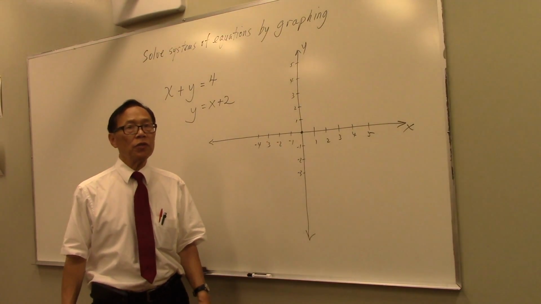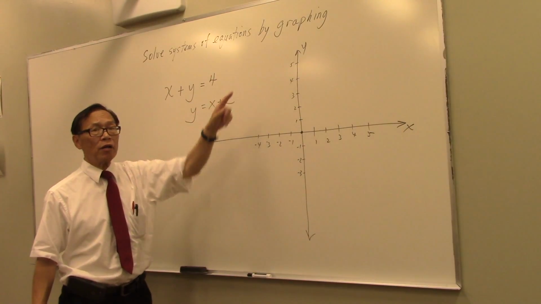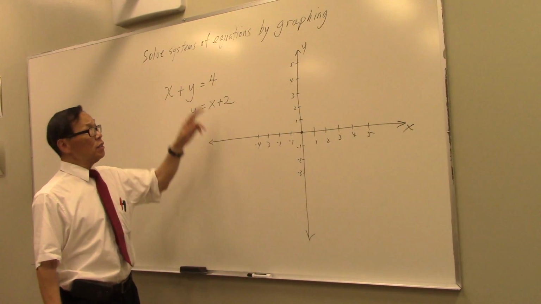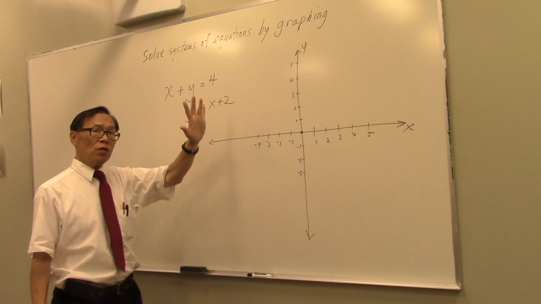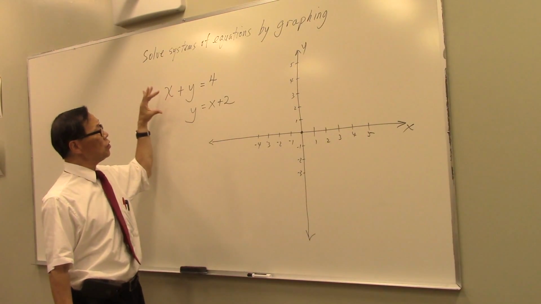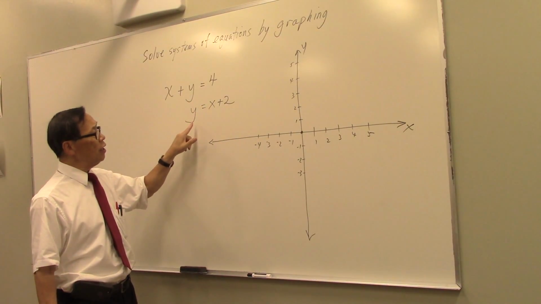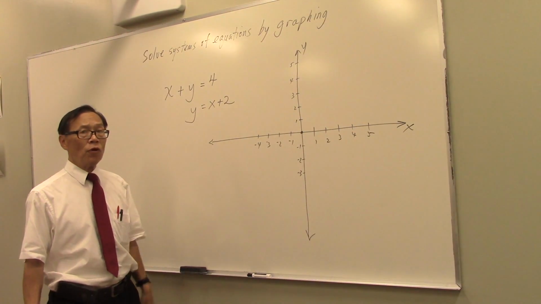Today I am going to explain how to solve systems of equations by graphing. Systems of equations is a fancy word for solving many equations. In our case, we're only going to solve two equations: the standard form equation and the slope-intercept form.